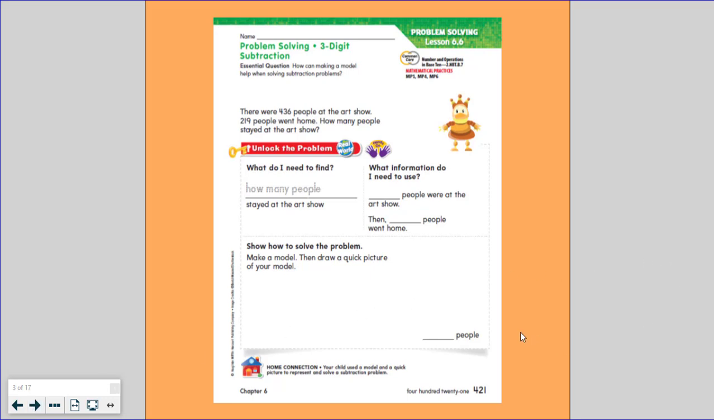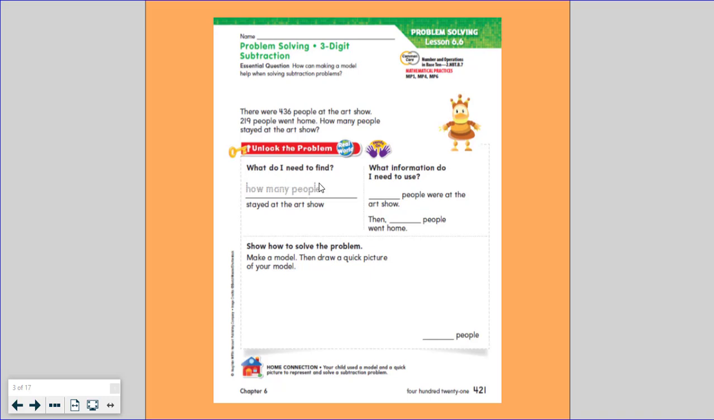So let's go to our next page. I'm on page 421 in my Reading Street book, and it says problem solving, three-digit subtraction. Then there's our essential question, how can making a model help when solving subtraction problems? And so here's the problem we're going to solve. It says unlock the problem. There are 436 people at the art show. 219 people went home. How many people stayed at the art show?